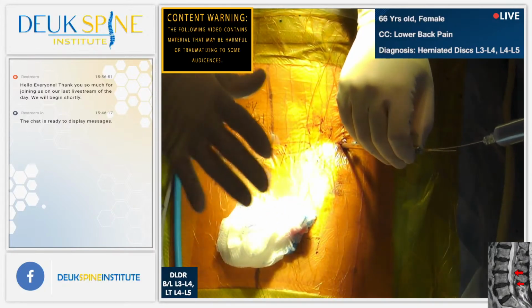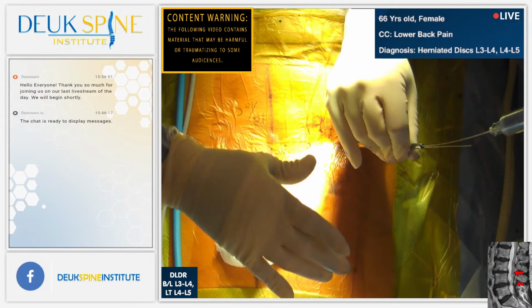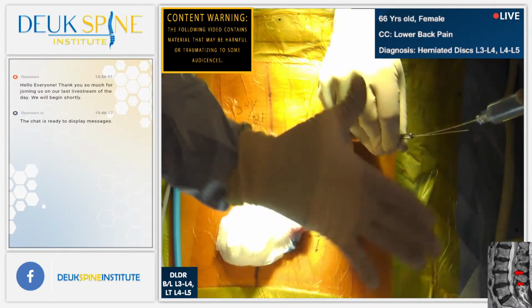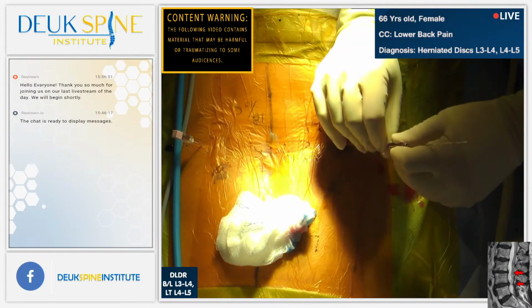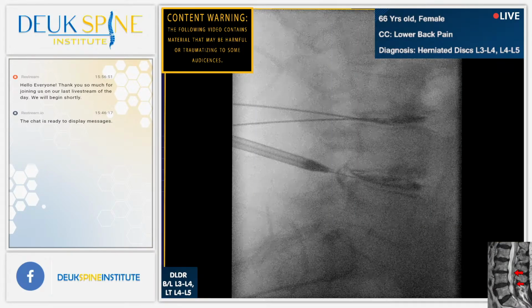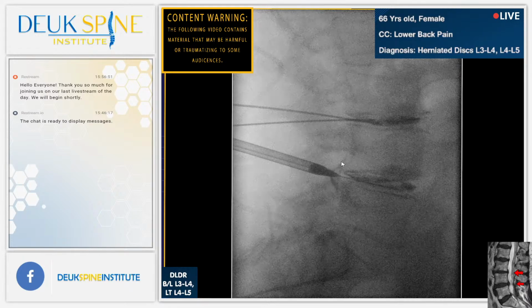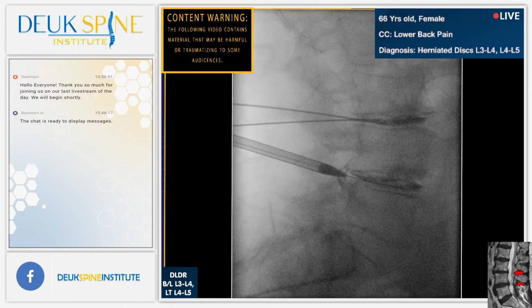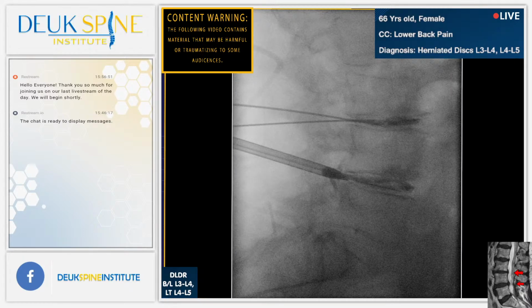That's it right there? All right. Look at the herniation we're hitting right there. Isn't that cool? Do it. Big tear. Dilator's going in pretty easy.